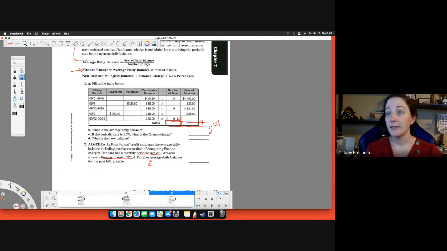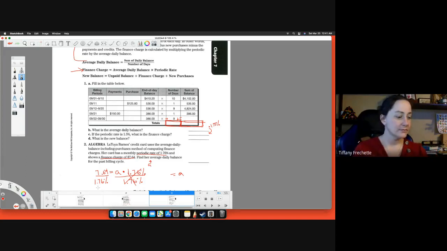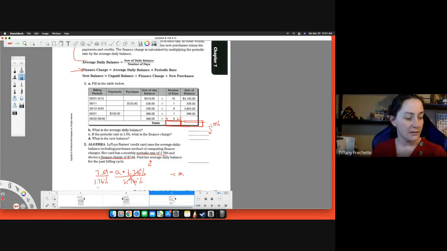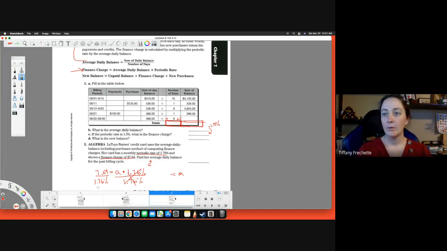All right, so we have finance charge equals the average daily balance times the periodic rate. So all we have to do to solve for A here is divide by our periodic rate. There's no average in front of there. So when we divide, we'll have A equals, and we'll know our answer. So I'm going to let you finish that one off. Not too hard a problem to finish off. We just have to divide by 1.67%. Make sure you use the percentage.